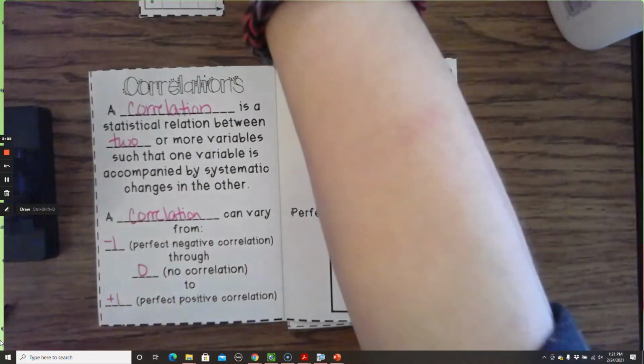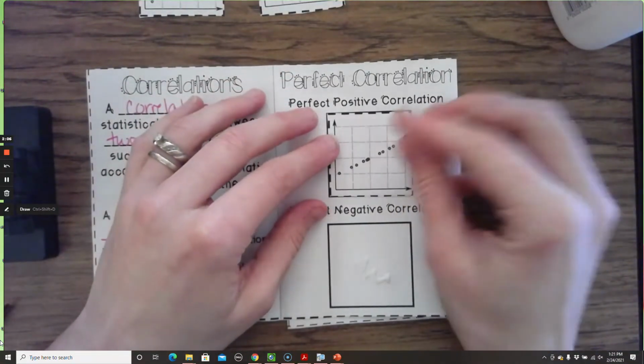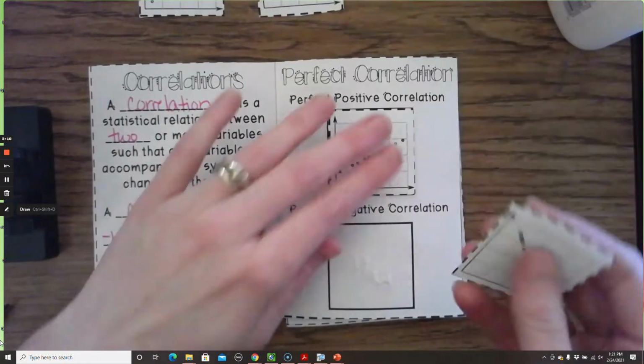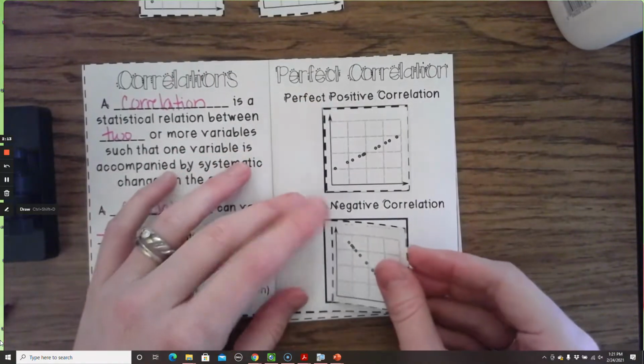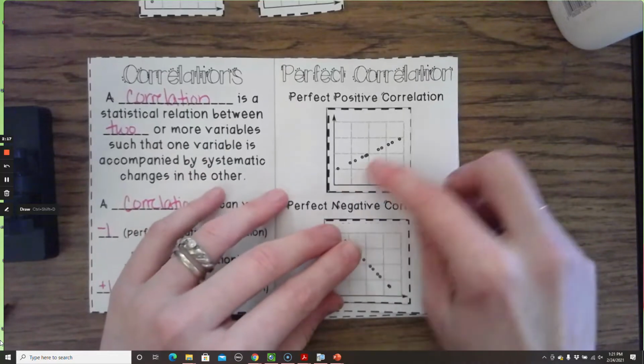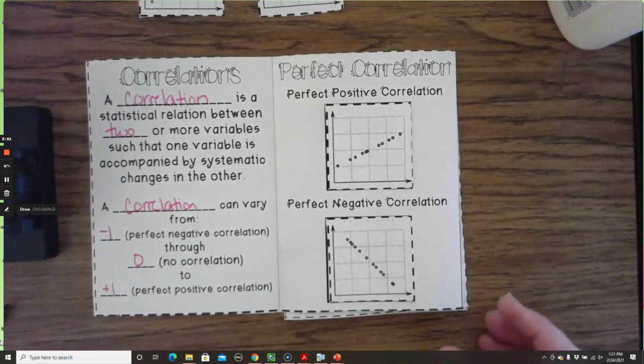And so what those look like, they are going to be the scatter plots that are real tightly grouped and look like if you would draw a straight line, it would go through every single point. So the perfect positive has a positive slope. Perfect negative has a negative slope.